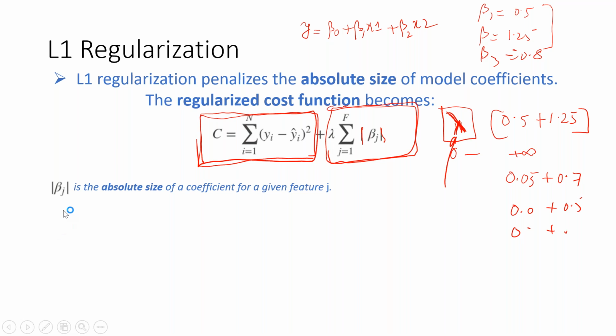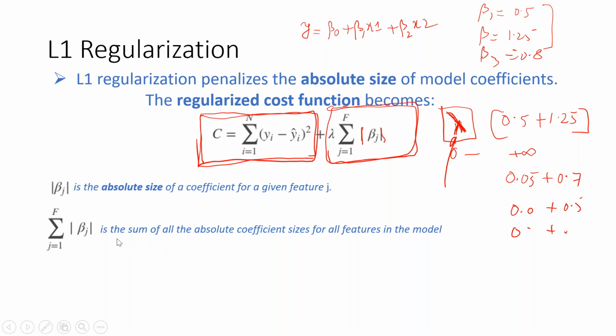So let us break it out. Beta j is the absolute size of a coefficient for a given feature j. Like I have two features, beta 1 and beta 2. These are the coefficients for the given features, j equal to 1 to f. If there are 100, j equal to 1 to 100, that is beta 1 plus beta 2 plus up to beta 100. I'm summing up. This term is the sum of all absolute coefficient sizes for all features in the model. So I'm adding that.